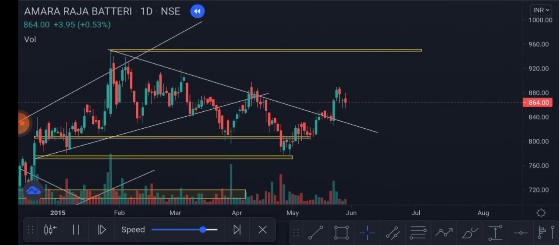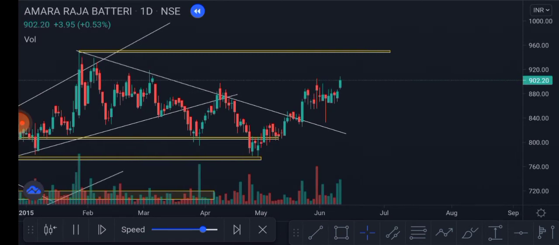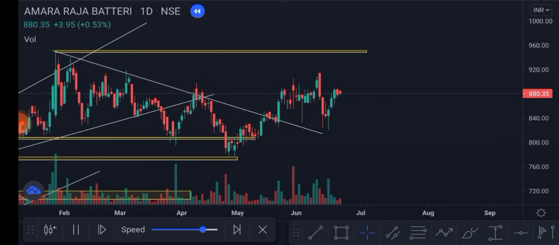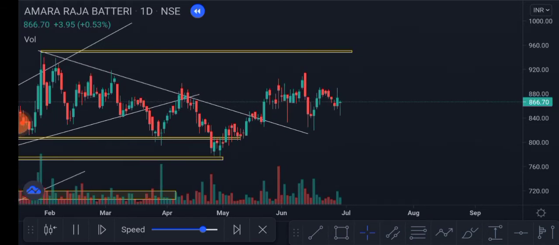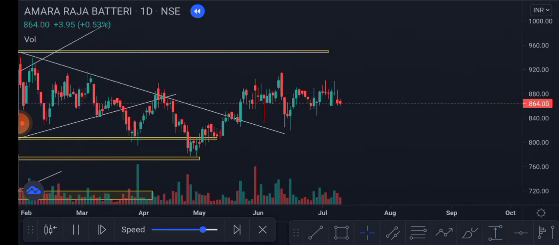Okay, the resistance is also taken out. It is almost 3 months now. We are in profits. It's almost 4 months. We took the trade in April. It's July.